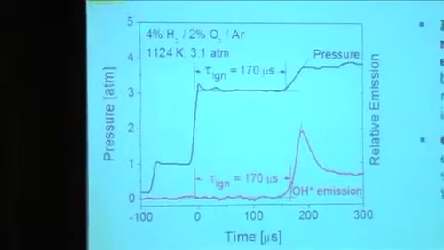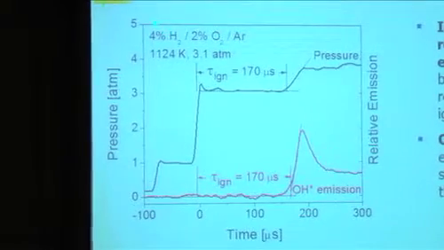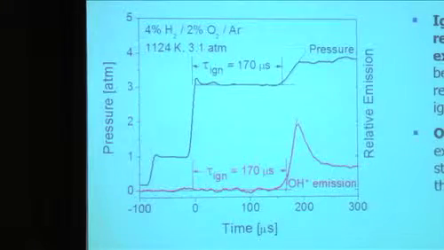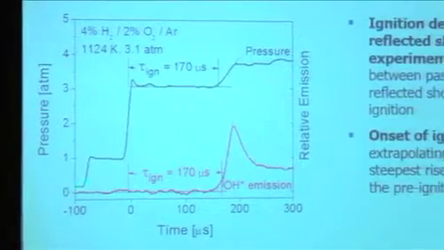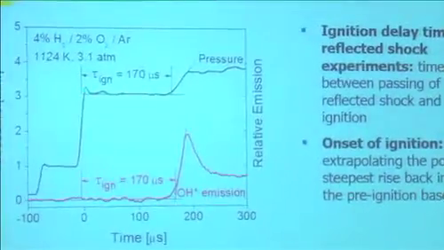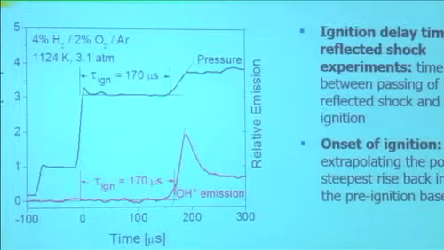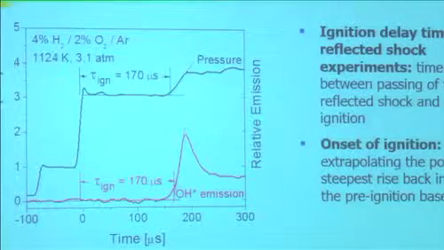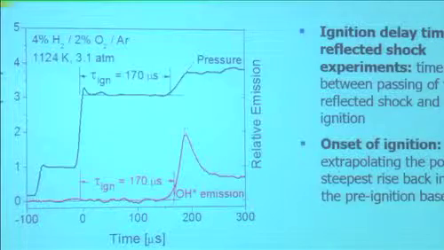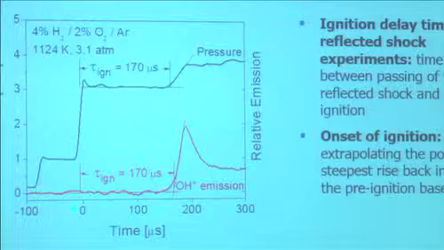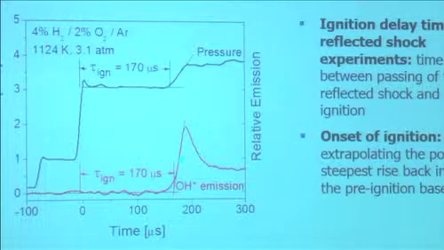You would shock heat some mixture of hydrogen and oxygen, say, to 1100 Kelvin, 3 atmospheres. And what you would see at your sidewall location is the pressure jumps up when the incident shock wave goes by, pressure jumps again when the reflected shock wave goes by, and then about 170 microseconds later, pressure goes up when it ignites. So if you only want one number, what is the ignition delay time? That's how you can get it. You can also get it by looking at the emission of UV light, which occurs at the same time.